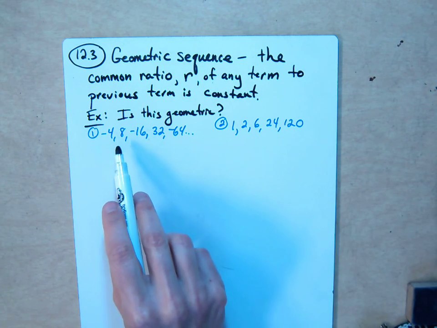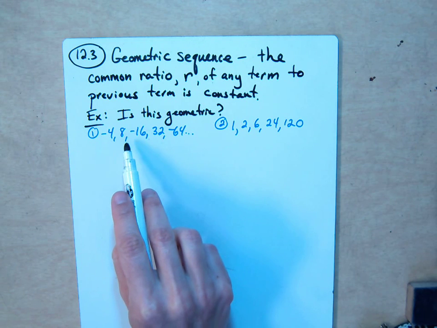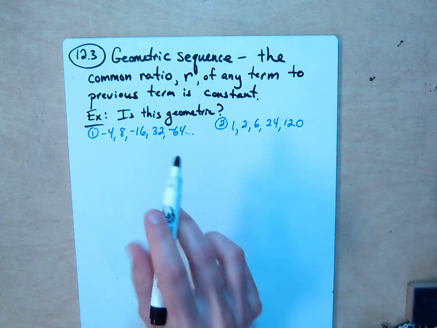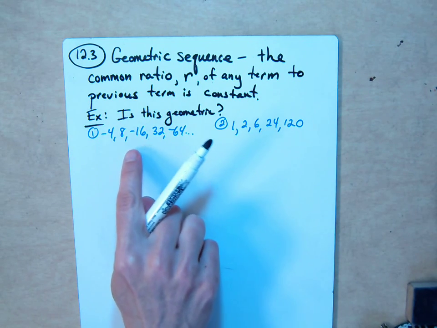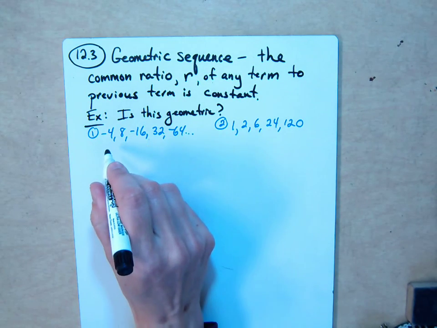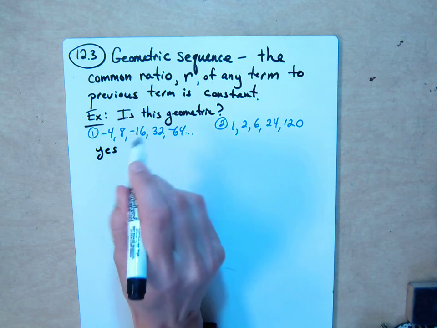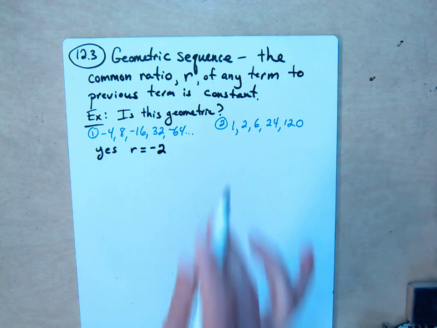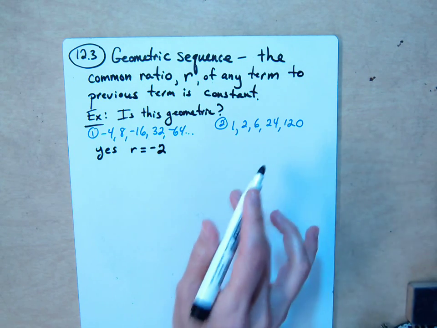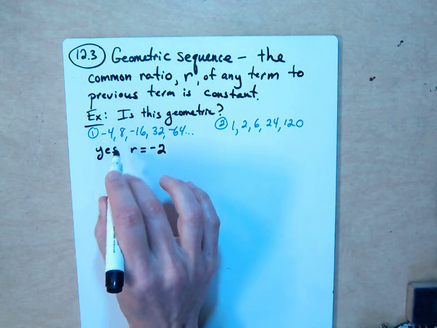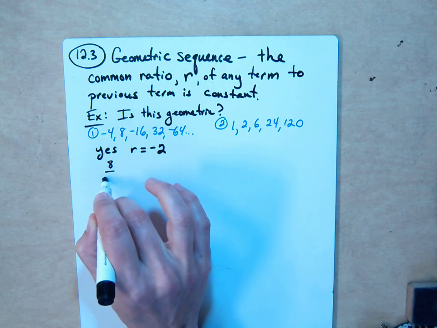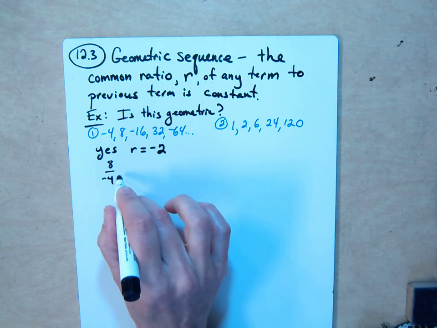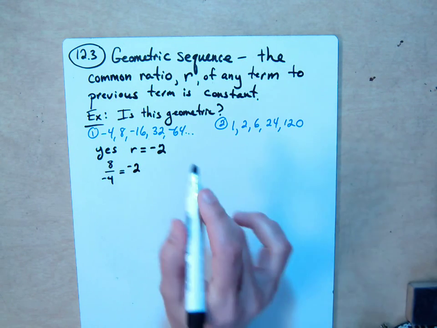So are we multiplying by the same thing to go from -4 to 8 to -16? Do you multiply by the same thing to go from one term to the next? What is it? Yeah, it's -2. Now it's not always apparent just by looking at it, so the strategy that will always work is just to do the division. Take two consecutive terms and divide them. 8 divided by -4 is -2. That's where it comes from.